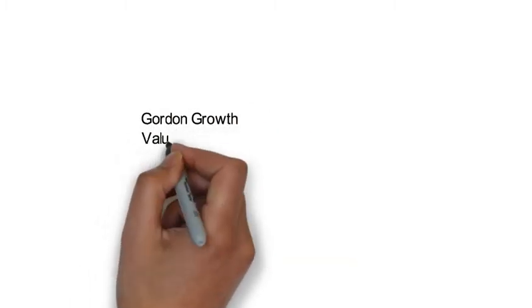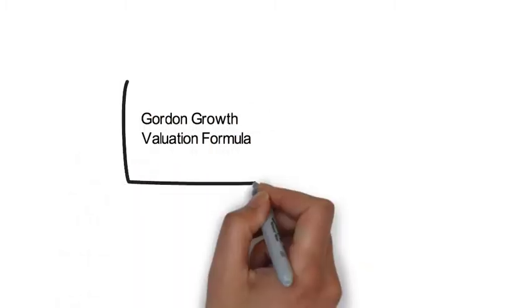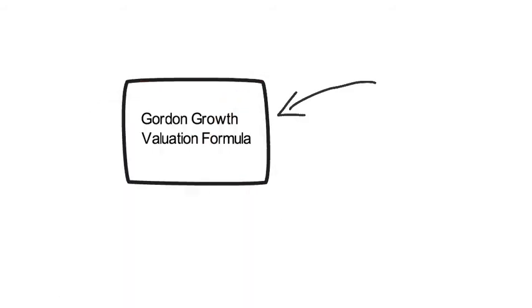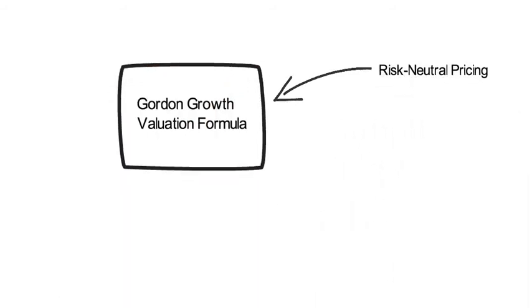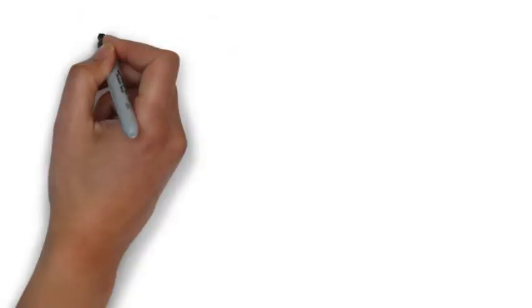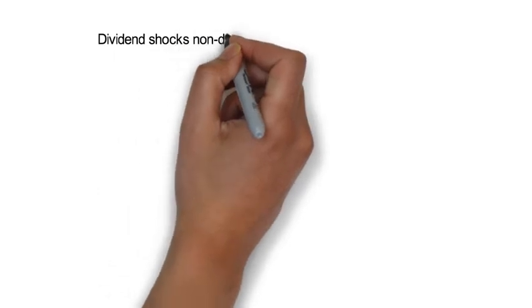Now this video shows you by example how to derive the well-known Gordon Growth Valuation formula for equity using risk-neutral pricing. So the example that we consider is based on a firm whose dividend shocks are all non-diversifiable for the representative investor and therefore systematic. Now this says that all these systematic dividend shocks earn in equilibrium a risk premium.